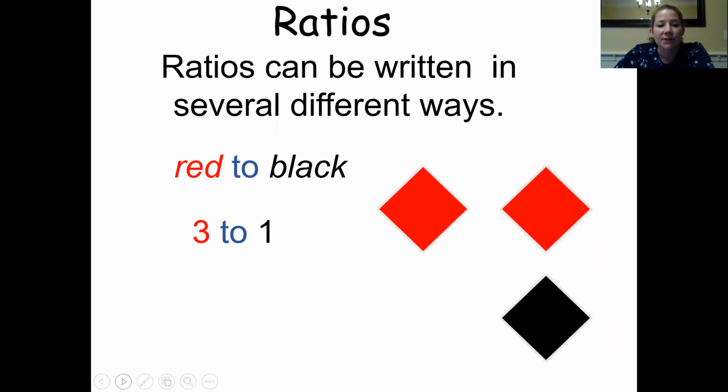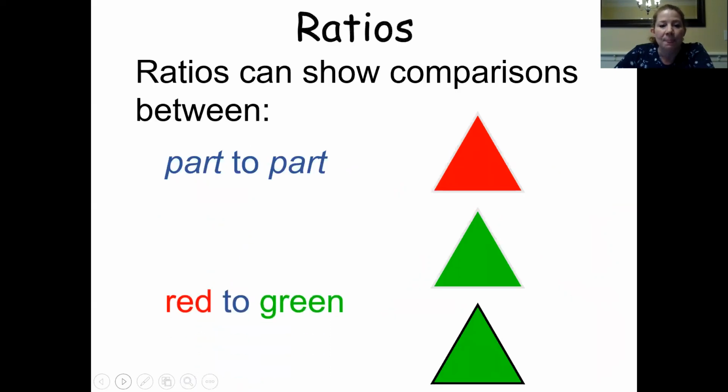Ratios can be written in several different ways. Like I said, we can use the word "to," we can use a colon, and we can use what looks like a fraction. So if I'm talking about red to black, we're talking about 3 red tiles to 1 black tile. So our ratio would be 3:1, and that's written all three ways.